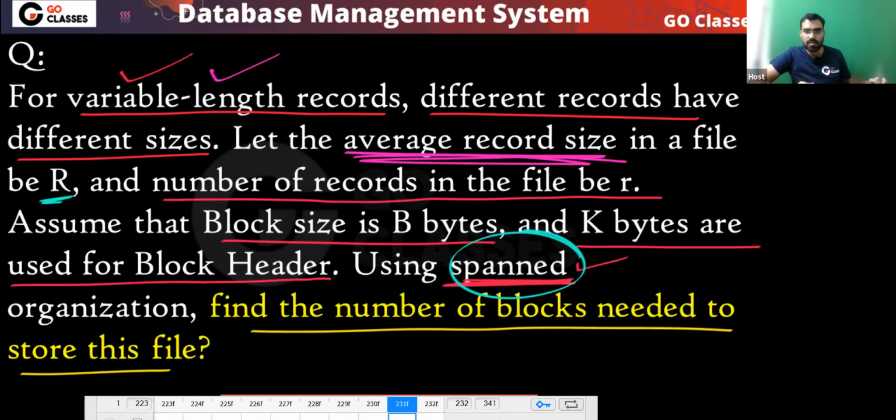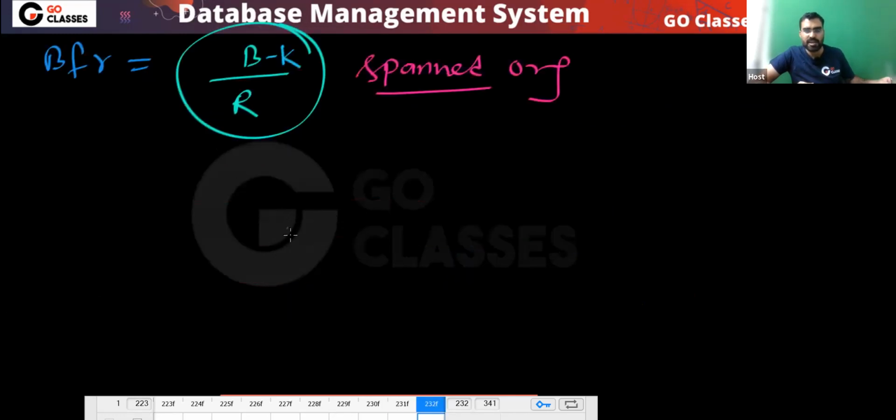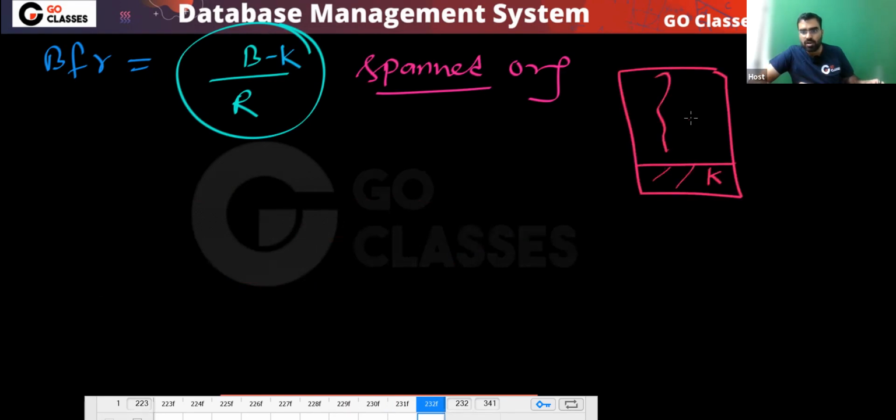Sorry, you cannot use the header bytes. So it will be (B minus K) divided by R, because in the block there is a header also. There are K bytes for the header, so the only useful bytes are B minus K. So the answer will be (B minus K) divided by R.